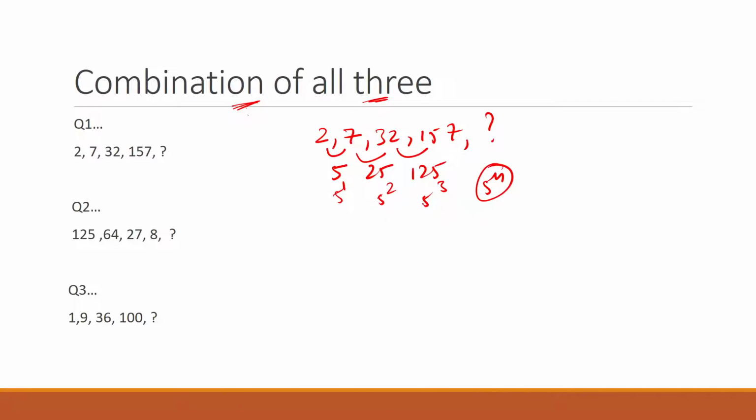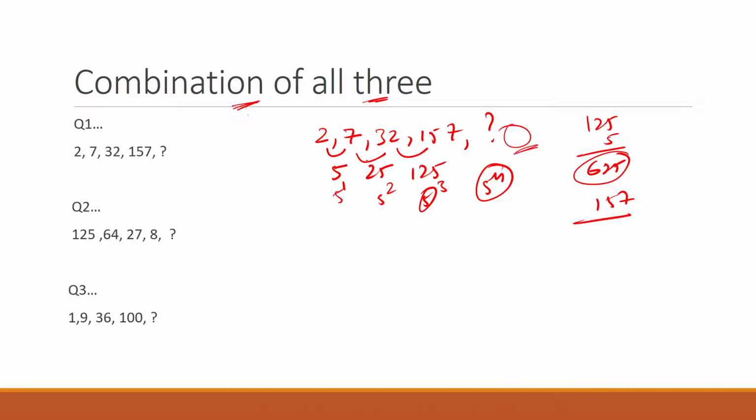So it is increasing exponentiation of the term 5. So 5 power 4: you can do 125 times 5, this will give you 625, and if you add 625 to 157, this will give you the answer here. So 5 plus 7, 12, and you can do the calculation.